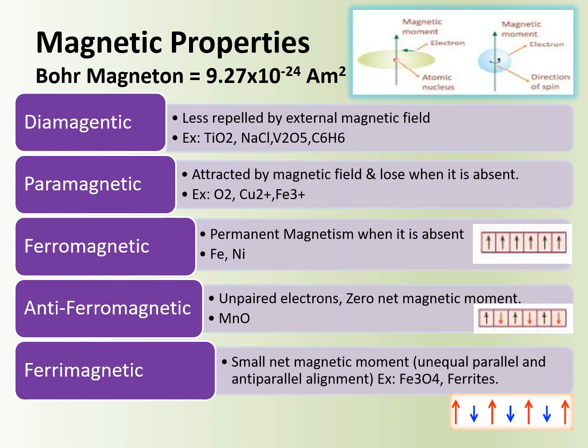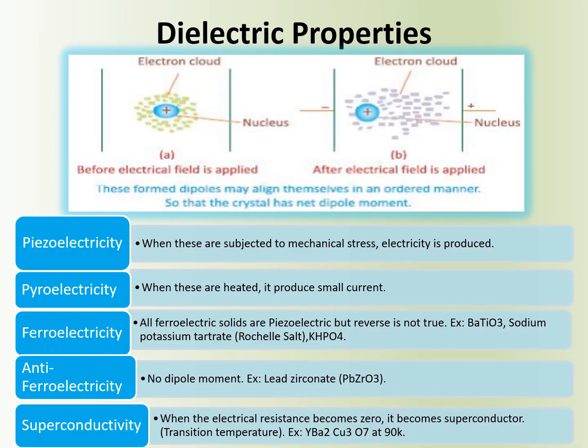And the last one, ferrimagnetic. Here it shows a very small magnetic moment. This is also opposite, but the alignment is, see here, one is on top and one is down. Actually, it is a parallel and anti-parallel alignment, unequal, and it shows a very small magnetic moment. That is ferrites, Fe3O4.